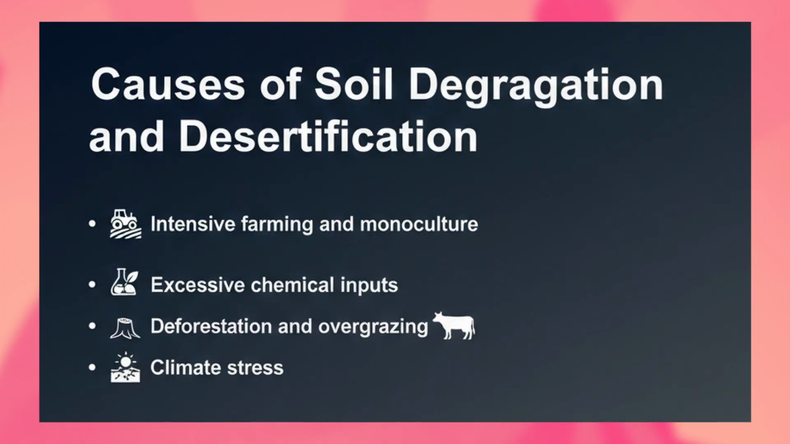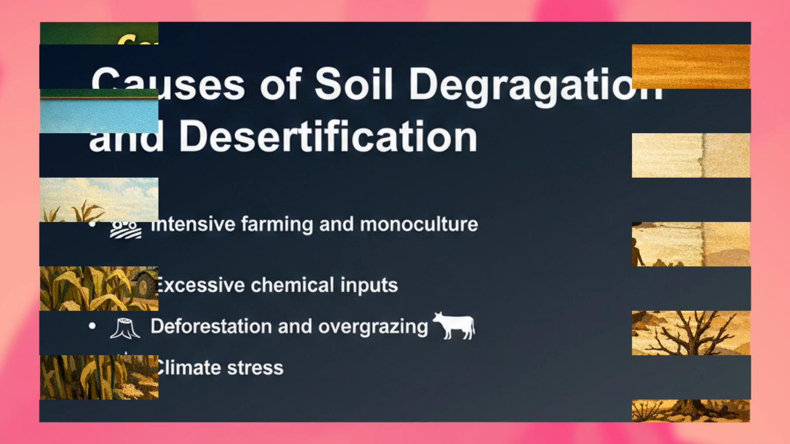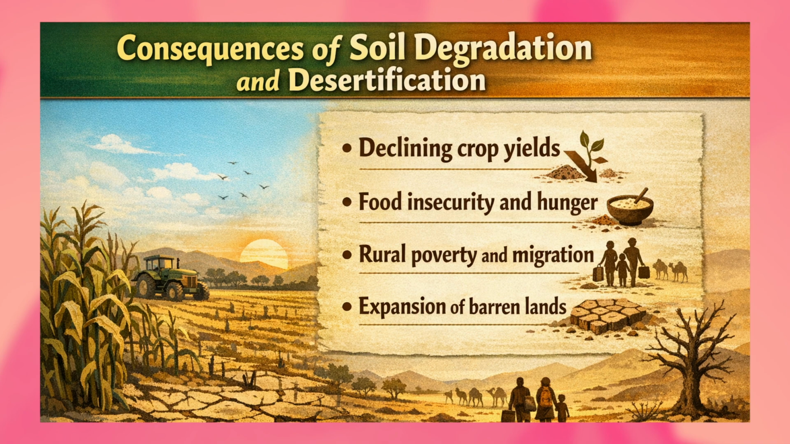Now, causes include intensive farming and monoculture, excessive chemical inputs, deforestation and overgrazing, climate stress. Now the consequences: declining crop yields, food insecurity and hunger, rural poverty and migration, expansion of barren lands.